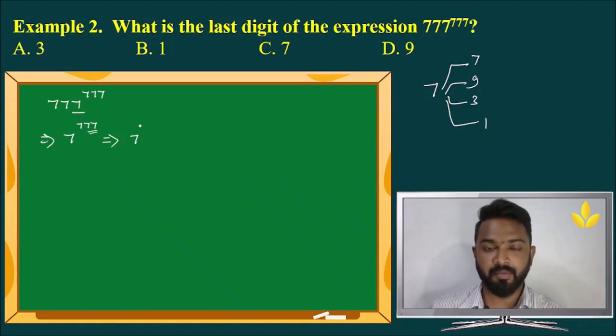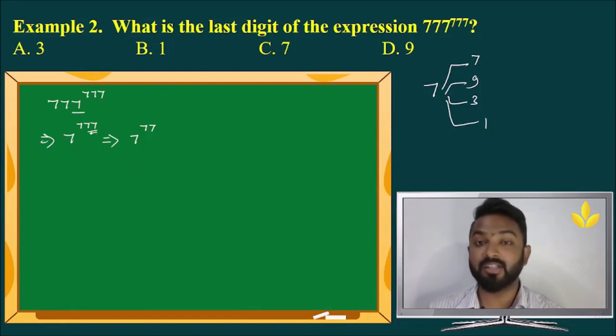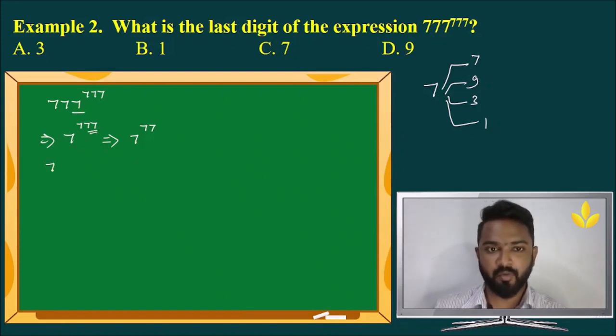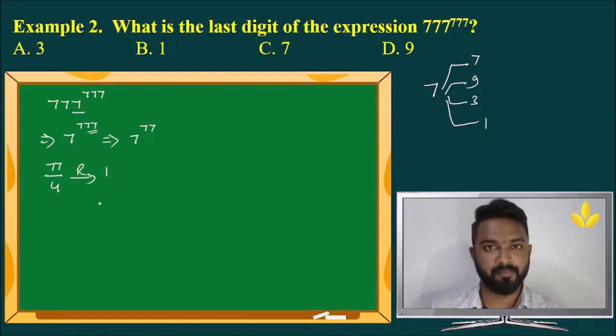So 7 to the power 77. Because 4's divisibility rule states that we only care about the last 2 digits. Now we have 77 by 4. The remainder is 1 because 76 is divisible by 4. So the final answer is 7 to the power 1. That is equal to 7. That is the answer. Answer is C.